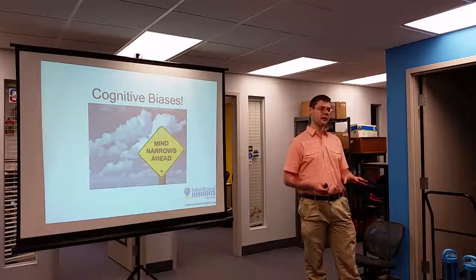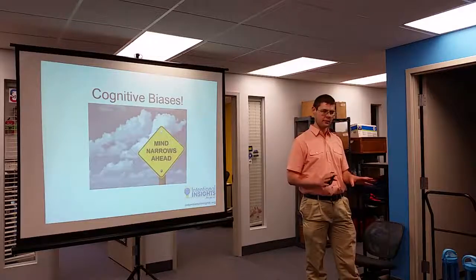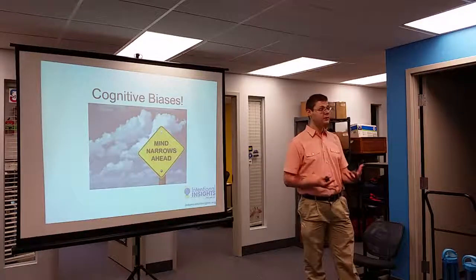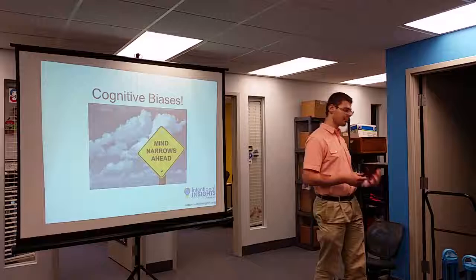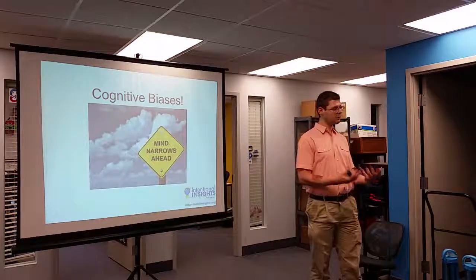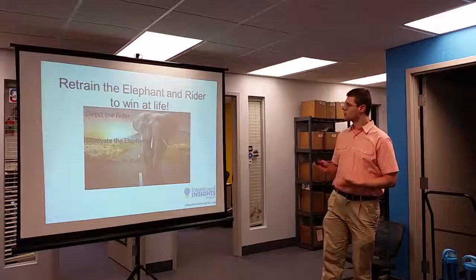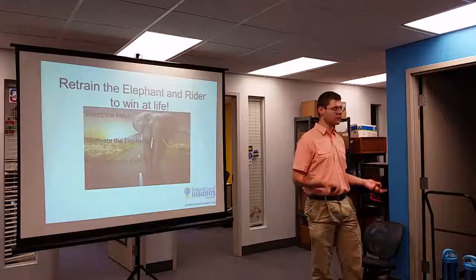There are some cognitive biases that have to do with the rider as well. So both of them make errors. We can predict some of these problems, and this is some of the stuff that rationality focuses on. How do we predict the errors? And how do we change the elephant and the rider to win at life?